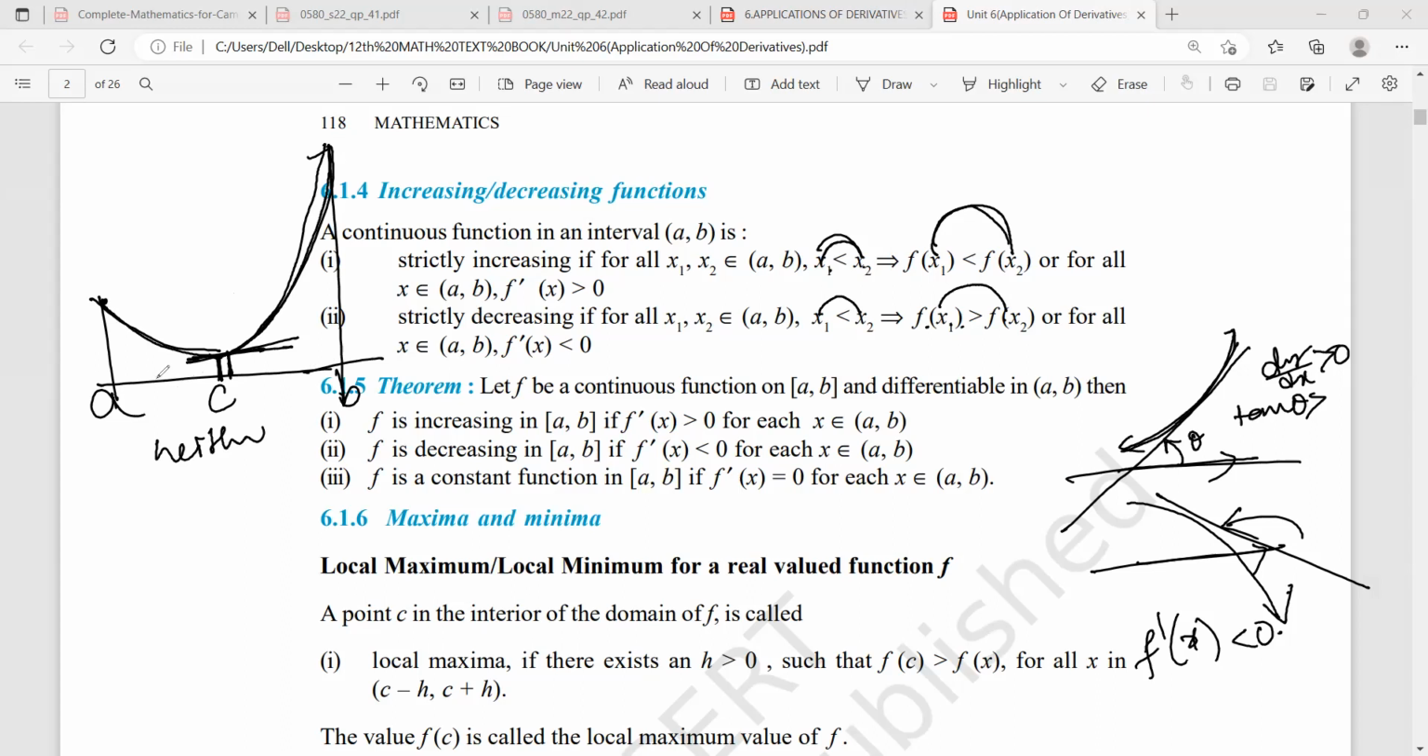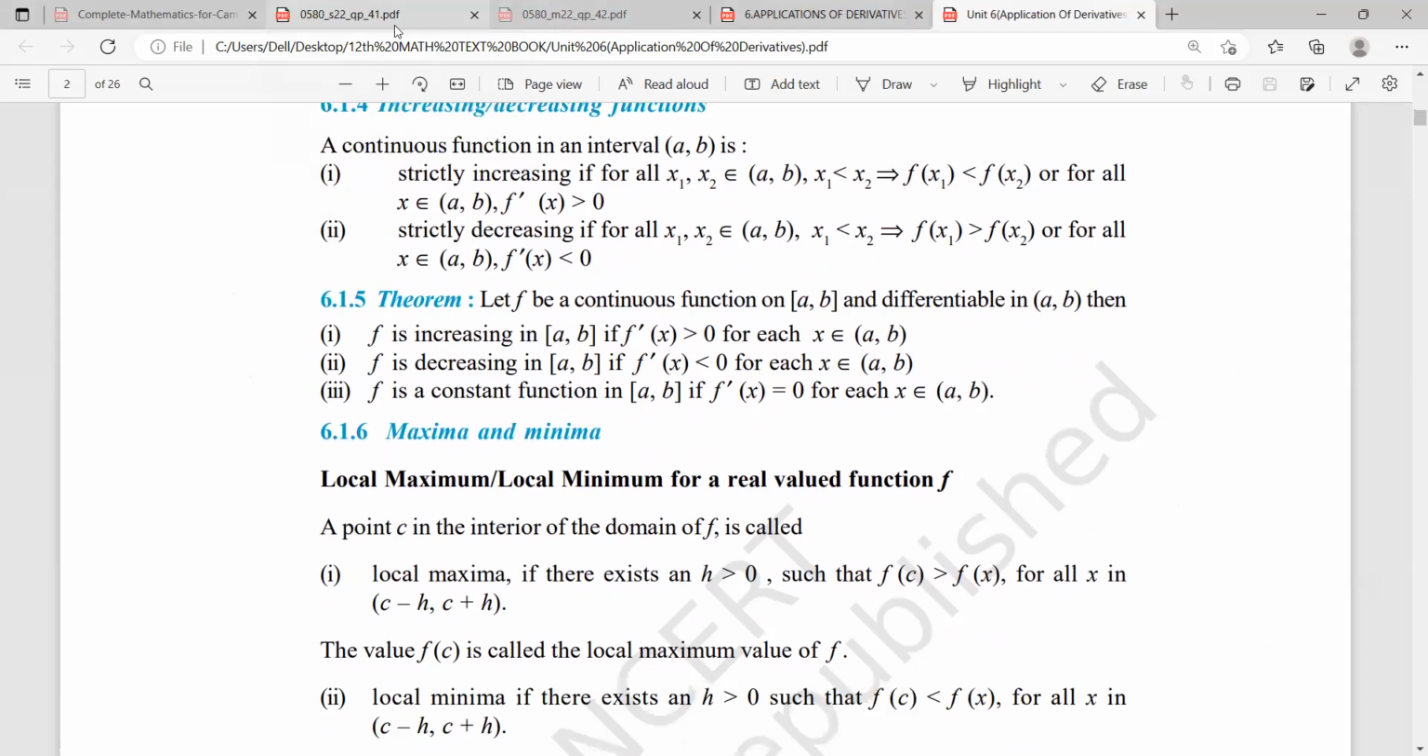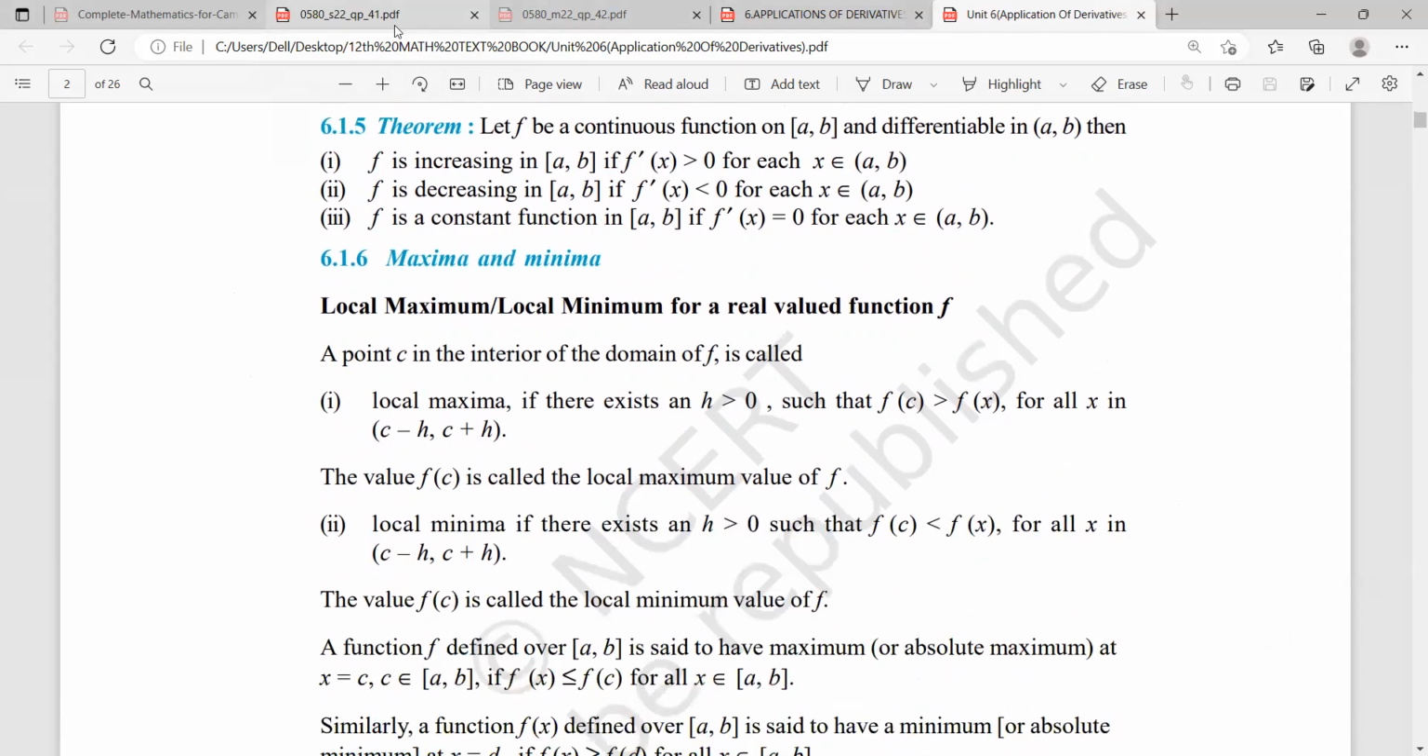So if at all he says increasing, you should take f dash of x greater than 0. Decreasing, you should take f dash of x less than 0. Of course, the function has to be continuous in the closed interval AB and differentiable in the open interval AB. Then only we say f is increasing in the closed interval AB if f dash of x is greater than 0 for all values of x in this interval.